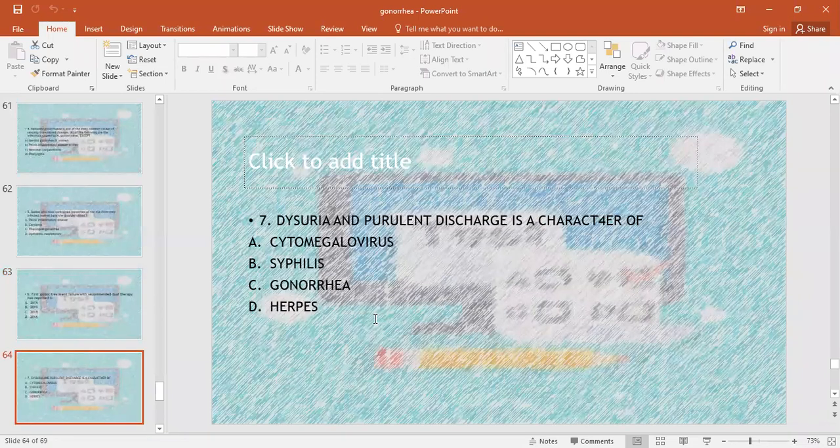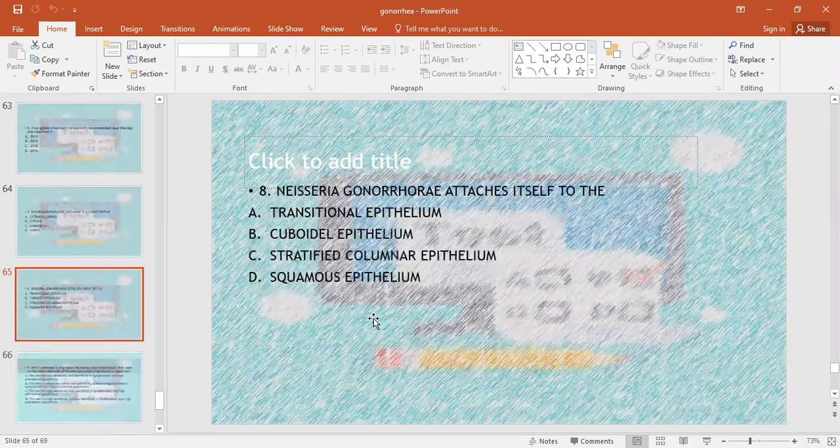The first global treatment was in 2015, 2019, 2018, or 2016. D, 2015. Dysuria and purulent discharge, the cause of which is cytomegalovirus, syphilis, gonorrhea, or herpes. Gonorrhea. D, Neisseria gonorrhea.